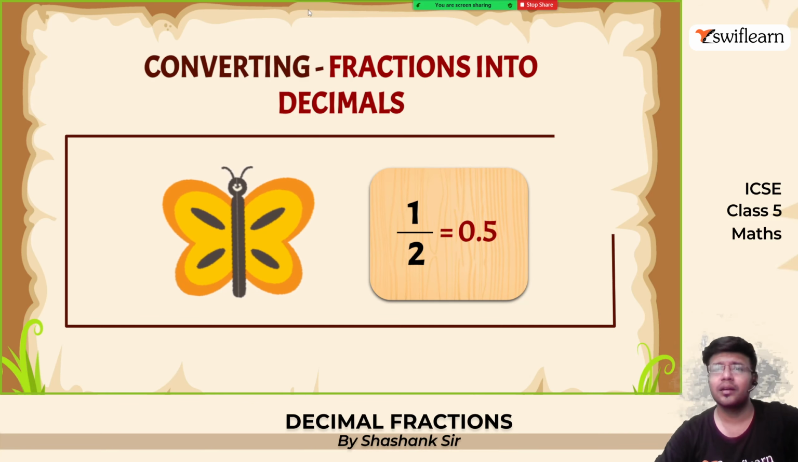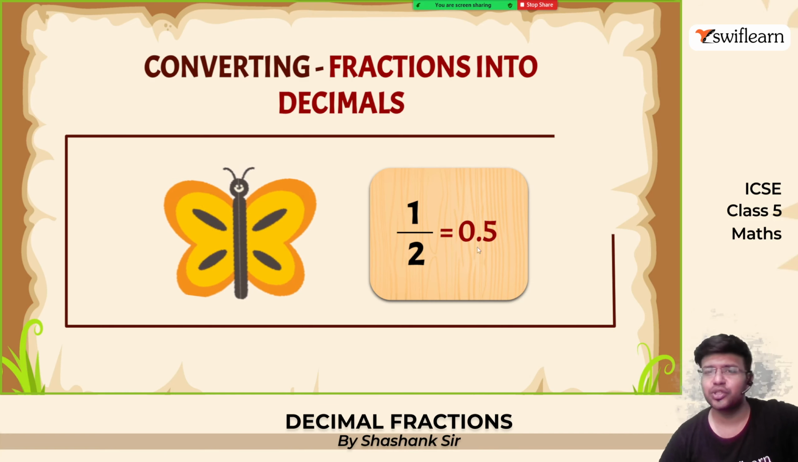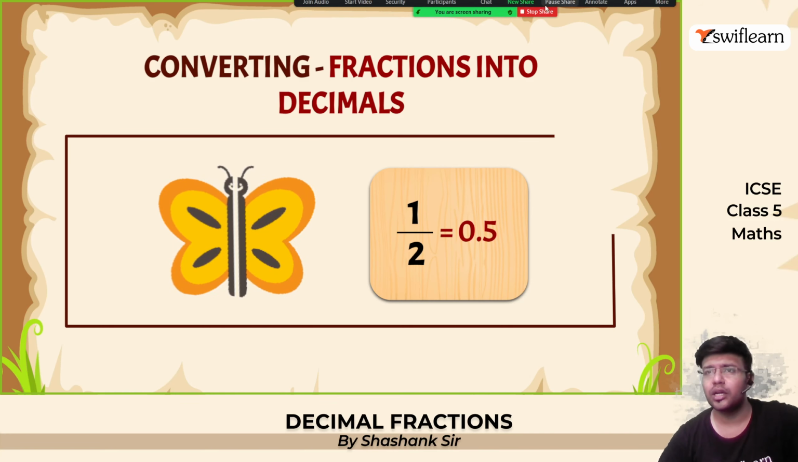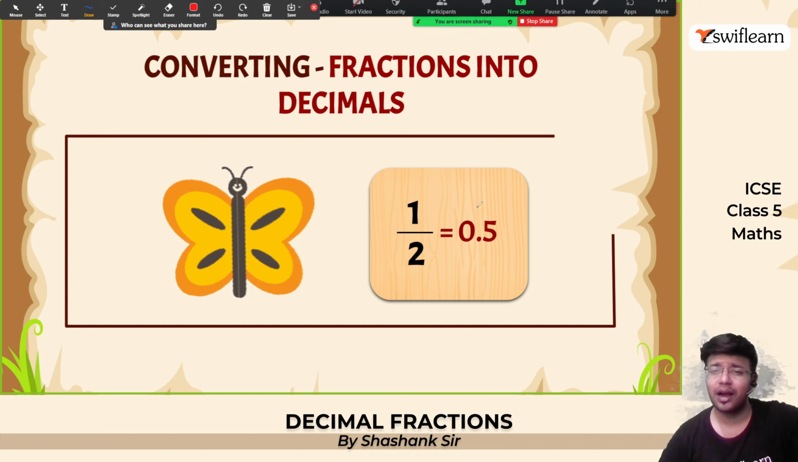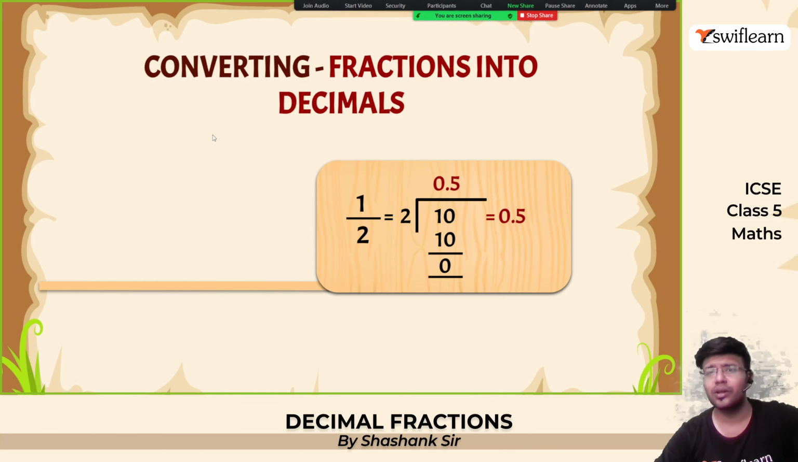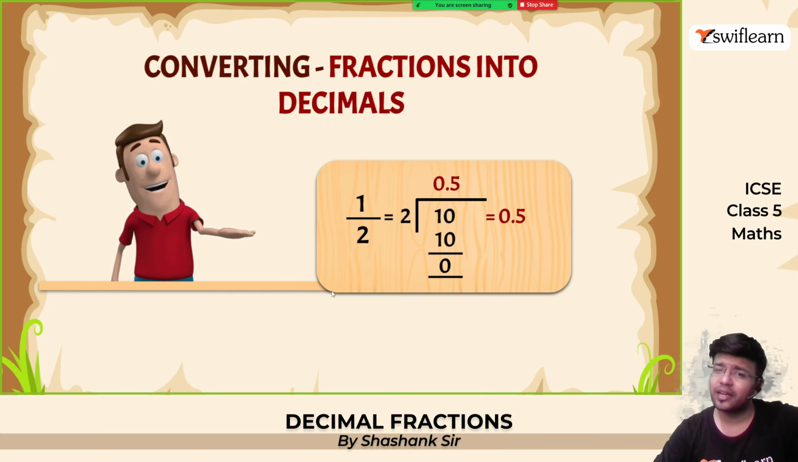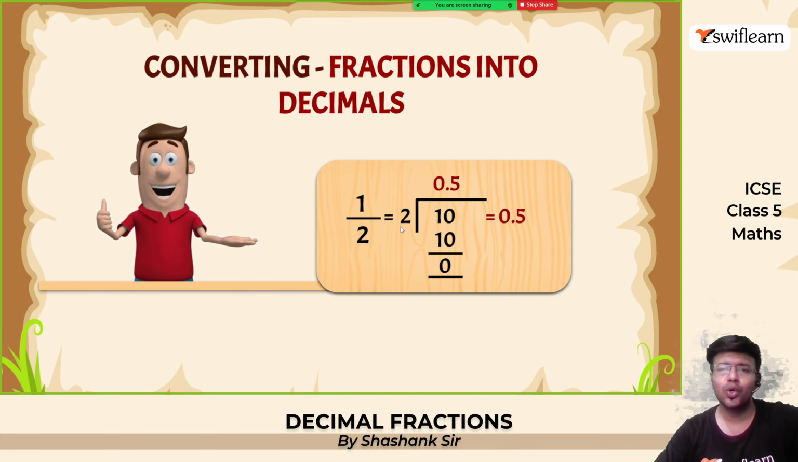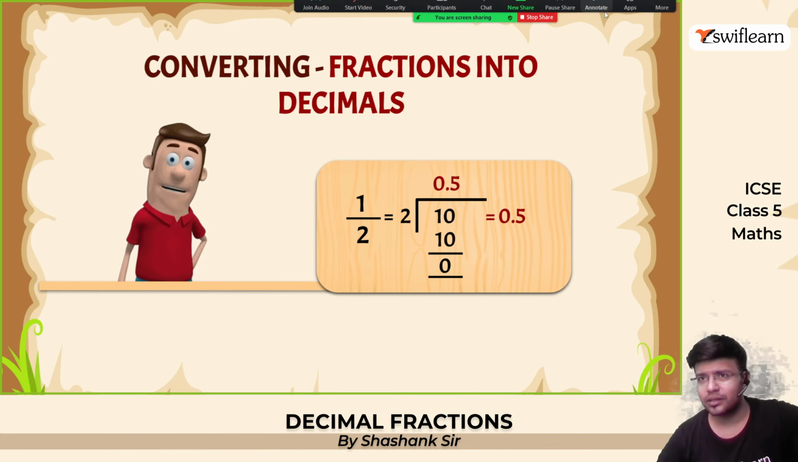Can we convert decimals into fractions or fractions into decimals? Yes, we can. The fraction 1/2 is equal to 0.5, we know this, half is 0.5. Now how to convert this into decimals? Let us study this. Simply divide 1 by 2. We can't divide, 2 ones are 2, so 2 zeros are 0.